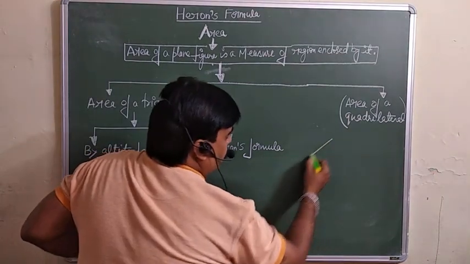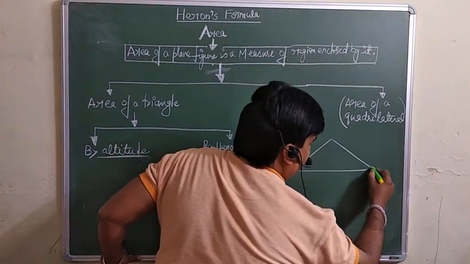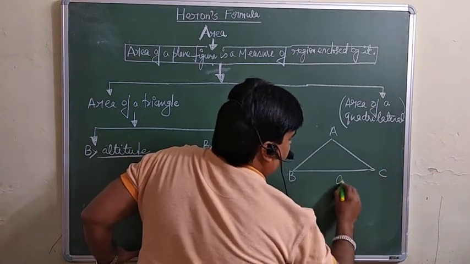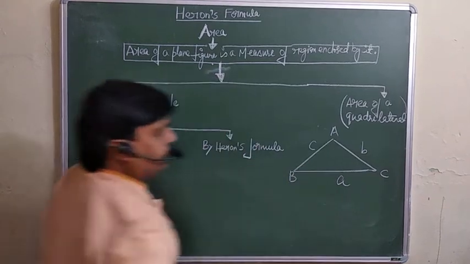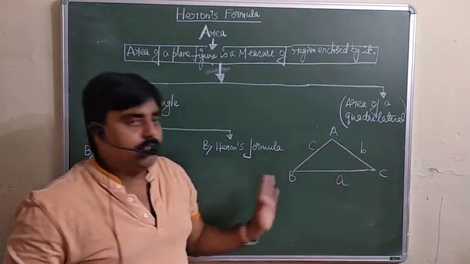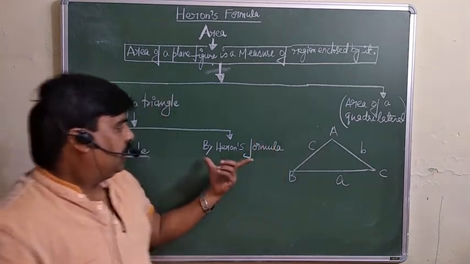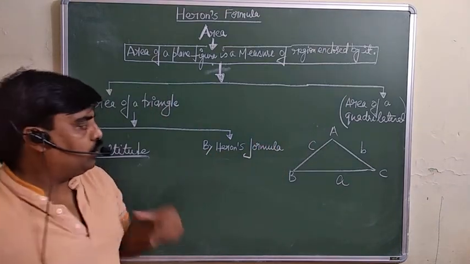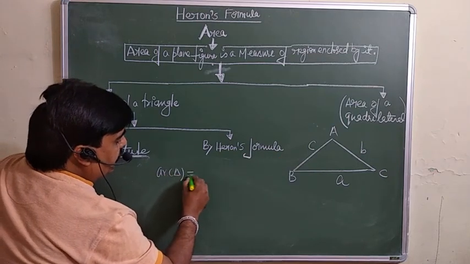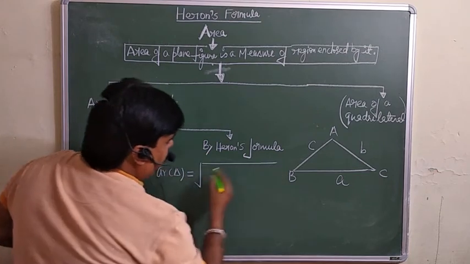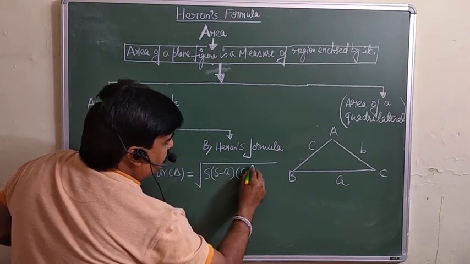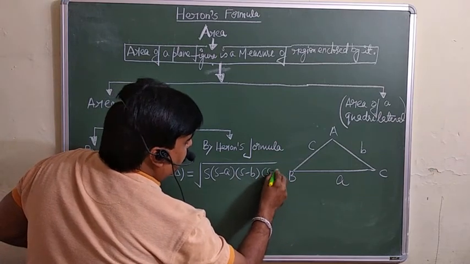For instance, suppose I am taking this triangle, A, B, C. This side is A, this is B, and this is C. Now only the sides are given. Altitude is not given. In that case, you are supposed to apply Heron's formula. What does Heron's formula say? The area of a triangle according to Heron's formula is equal to the square root of S into S minus A into S minus B into S minus C.